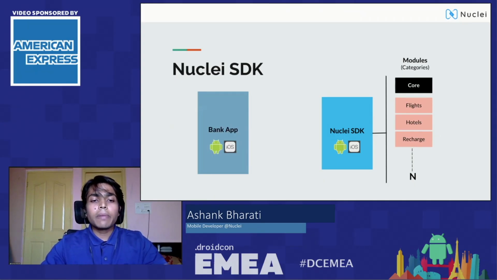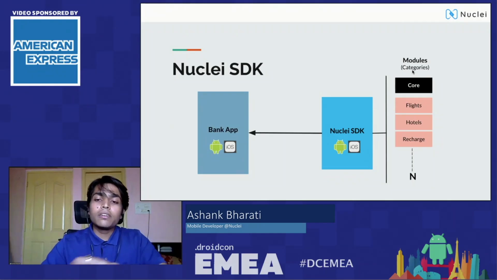Suppose a bank comes and says, hey, I want to integrate with you. What we do is we just give the bank our core module, and suppose the bank asks that I want a flight module or a hotel module, we just give them those modules independently along with the core module, and they are good to go. It's like a plug and play kind of thing. We have hosted our modules or categories on Maven Artifactory, so it's quite easy on a Gradle platform. You just integrate it as a dependency.